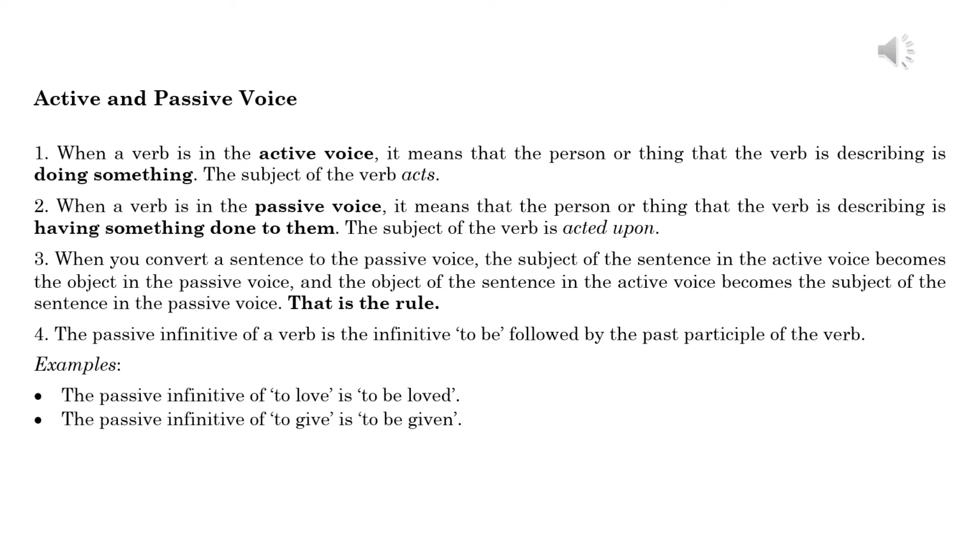4. The passive infinitive of a verb is the infinitive to be, followed by the past participle of the verb. Examples. The passive infinitive of to love is to be loved. The passive infinitive of to give is to be given.